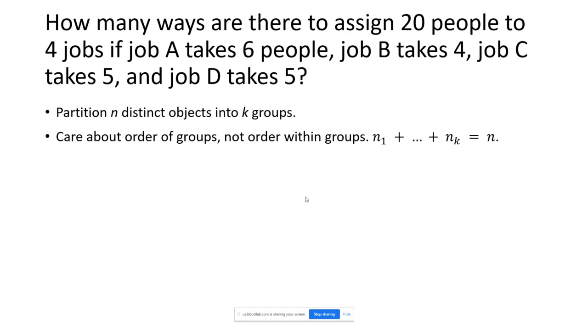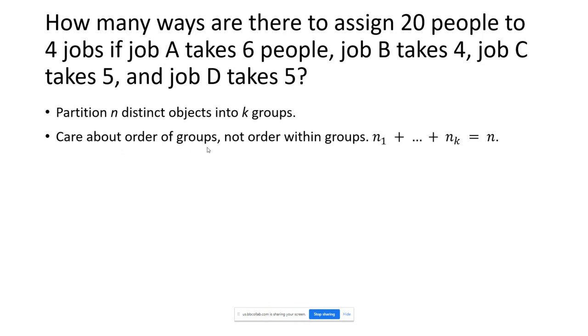So here we have n distinct objects, so n is 20 in this case, and we're trying to partition them, so divide them up so that everybody gets assigned to exactly 1 job, into k groups. So in this case, we have k is 4. And we care about the order of the groups. So job A is different from job B, but we don't care about the order of people within groups.